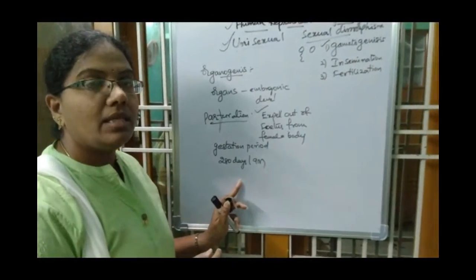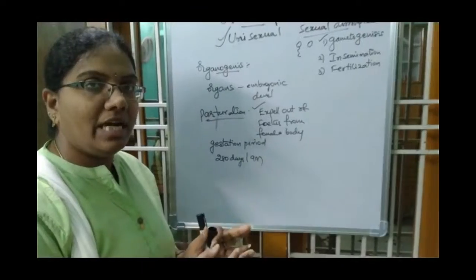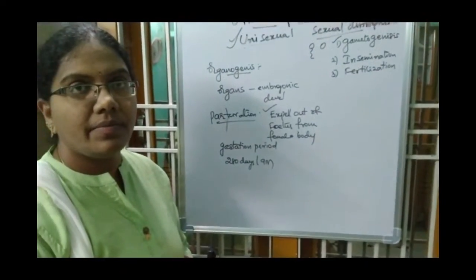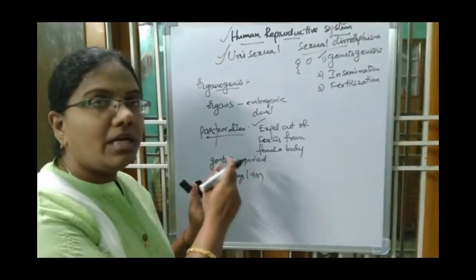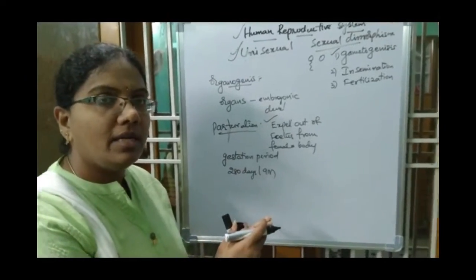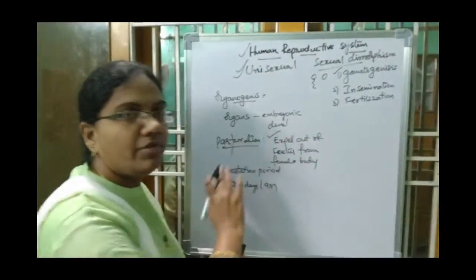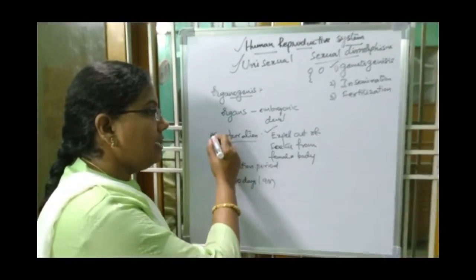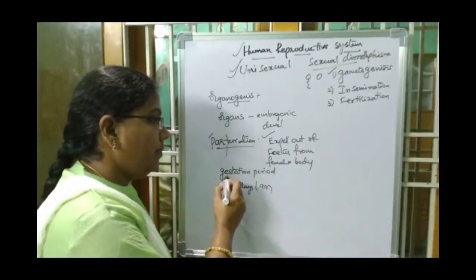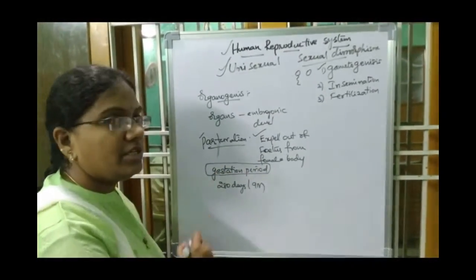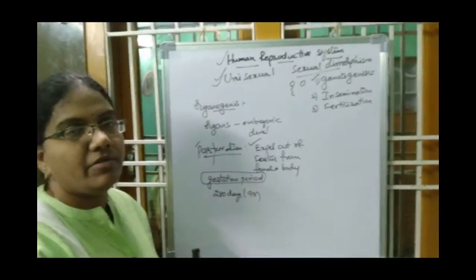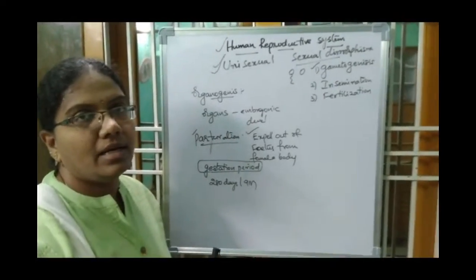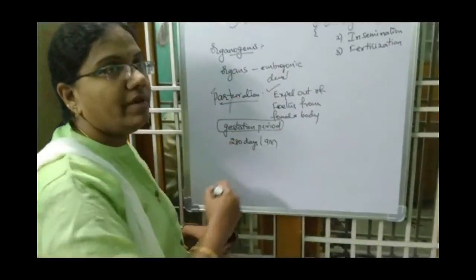After 9 months, the zygote is fully developed to form a fetus. After 9 months, the fetus or embryo is expelled from the female body. That is called parturition. The period is called the gestation period. The period is different from organism to organism. These are the main phases.